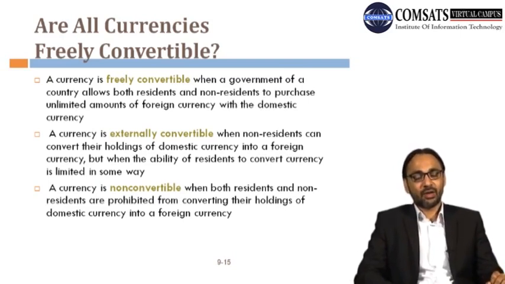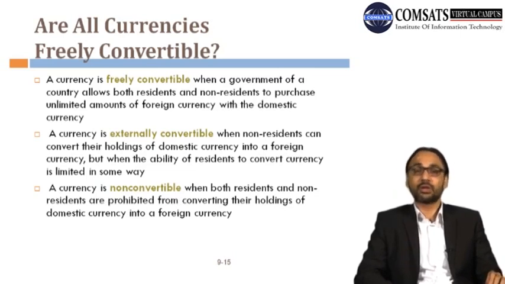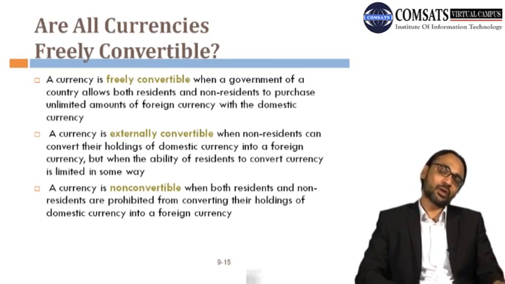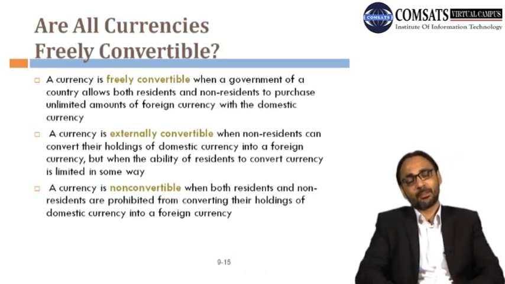A currency is non-convertible when both residents and non-residents are prohibited from converting their holdings of domestic currency into the foreign. The third scenario is the non-convertible market. A non-convertible market is one where neither the residents nor non-residents are allowed to convert the local currency into the foreign currency.